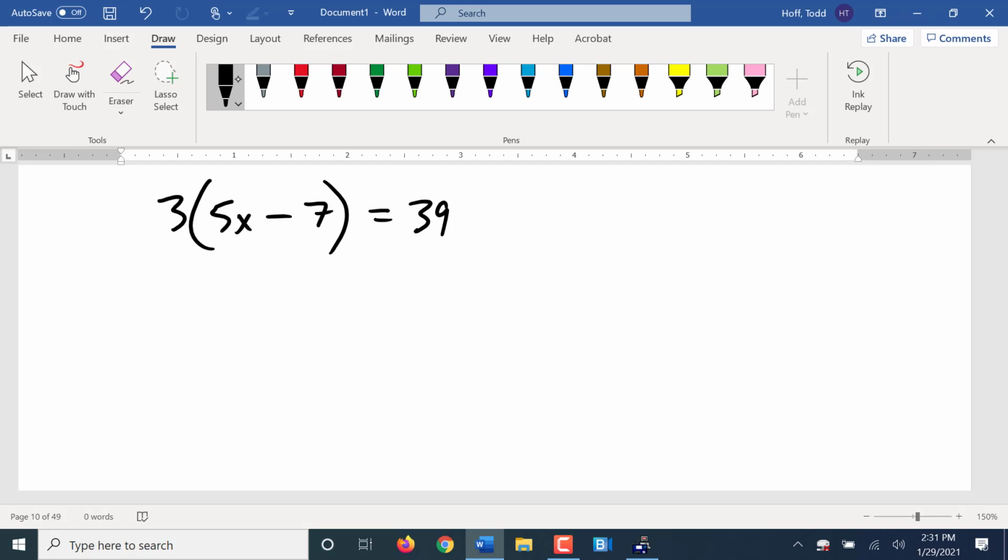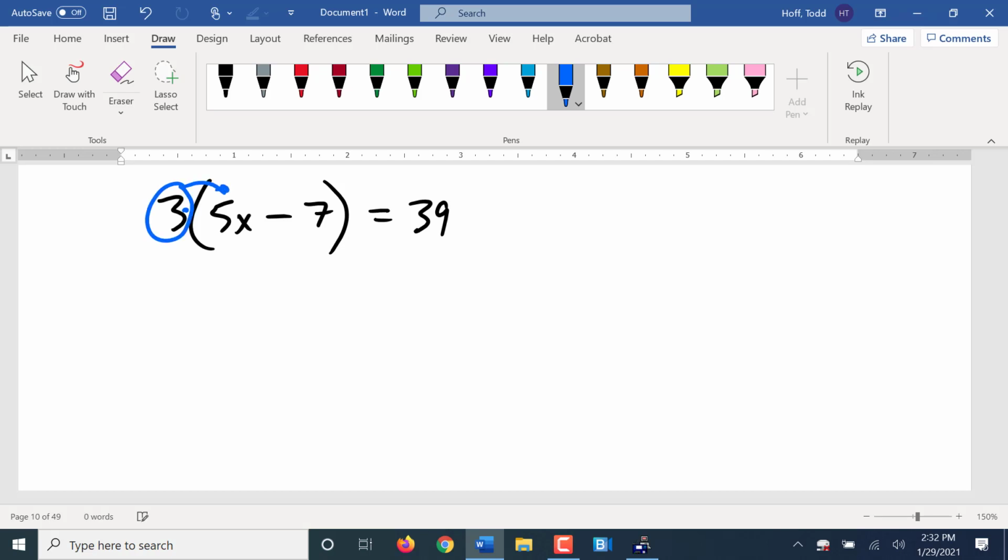So 3 times 5x minus 7. Of course, the thing we see here that's different is the parentheses. Whenever we see parentheses, it should scream at us to do something here first. Here we're going to multiply. We should always check, is there anything we can do inside the parentheses? No. So then we should check if there's anything that needs to be done to the parentheses, and that is multiplied by 3. So we distribute.